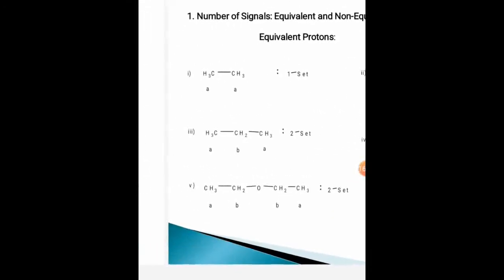And the last example is diethyl ether. See in this example, the terminal methyl groups are equivalent, and the two CH2 groups are equivalent because both CH2 link to the electronegative oxygen atom. So this compound contains two sets of protons and gives two signals on the NMR scale.